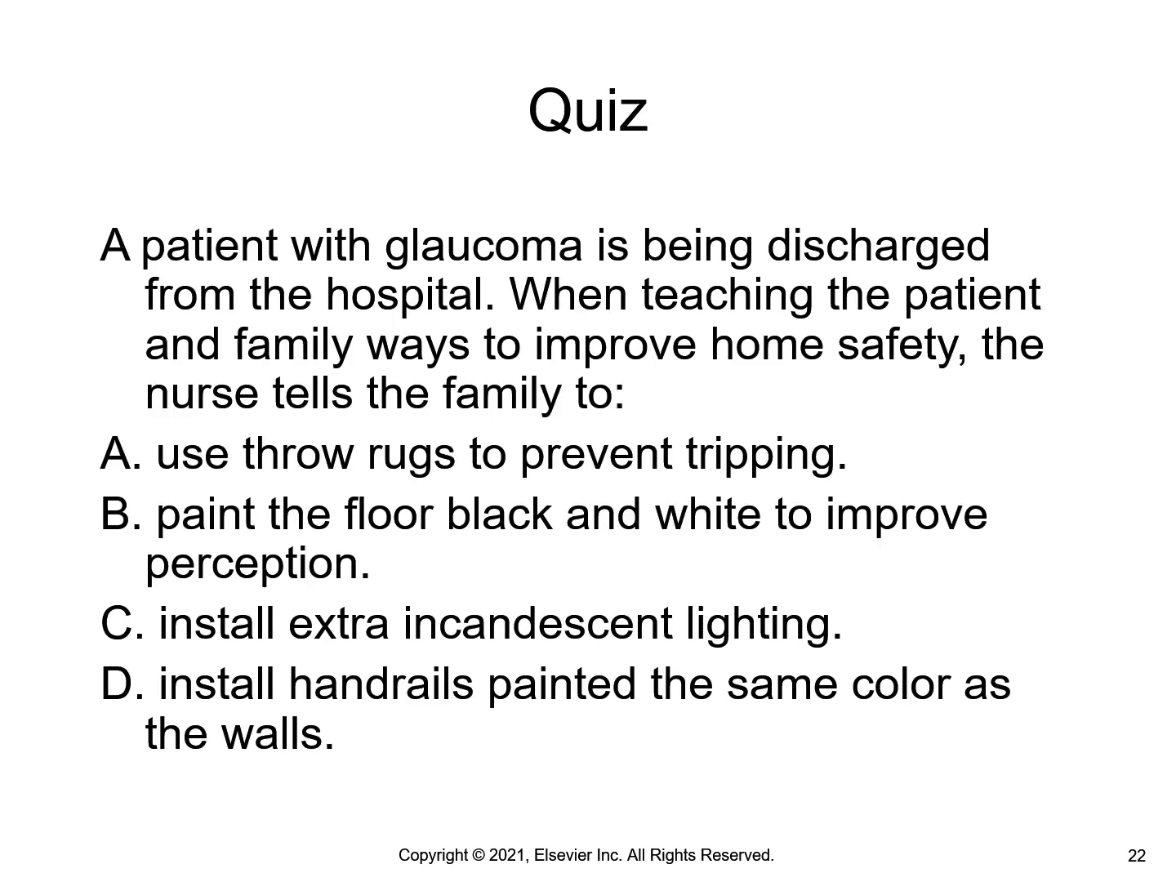A patient with glaucoma is being discharged from the hospital. When teaching the patient and family ways to improve home safety, the nurse tells the family to: use throw rugs to prevent tripping, paint the floor black and white to improve perception, install extra incandescent lighting, or install handrails painted the same color as the walls. The answer is C, installing extra incandescent lighting.